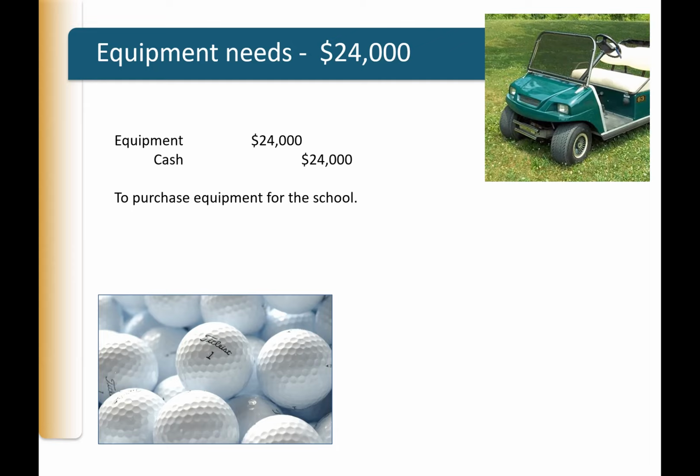We're taking various transactions that are occurring, and we're trying to measure them. We're measuring them by categorizing them into a specific type of account. And then we're measuring them in the form of money, how much. So in this event, equipment increased $24,000 and cash decreased $24,000.